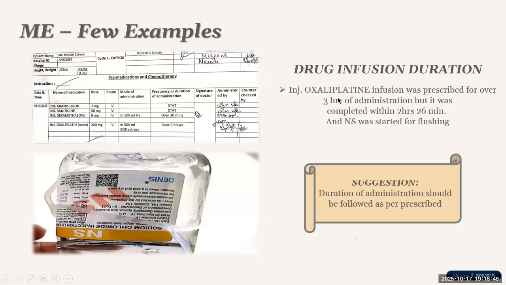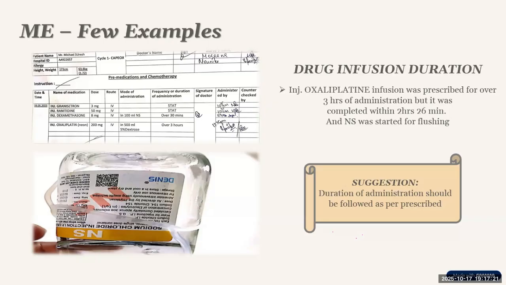For example, an oxaliplatin infusion which is prescribed over 3 hours. What happened is that it was completed within 2 hours and 26 minutes. It should have been given completely over 3 hours. What is the difference? It suggests the optimum dose, the concentration of the drug that should be attained. It takes 3 hours to show its efficacy and safety for the patient's recovery, whereas here it was only given for 2 hours 26 minutes.